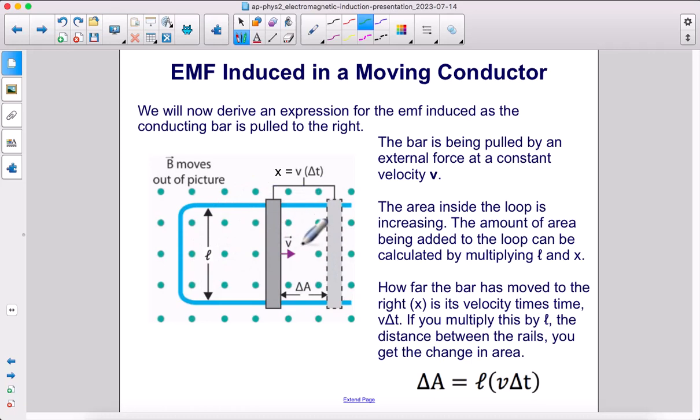The amount of area being added to the loop, shown here, can be calculated by multiplying the length of this side, so the distance between the bars, and x, this distance, right? So we have this rectangle. That's the additional area being added. How far the bar has moved to the right is its velocity times the amount of time, v delta t. If you multiply this value by L, the distance between the rails, you get the change in area.